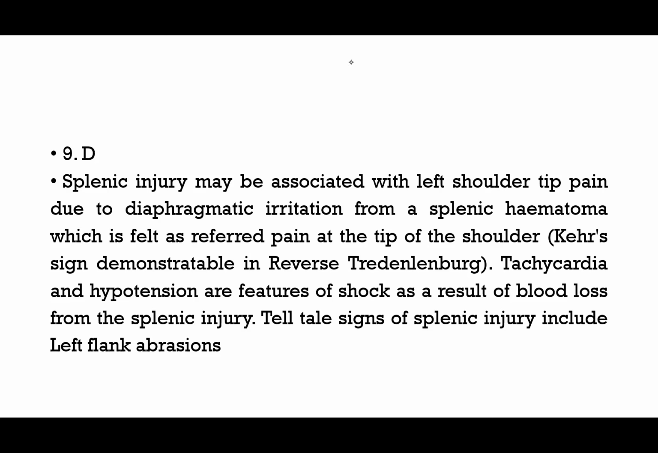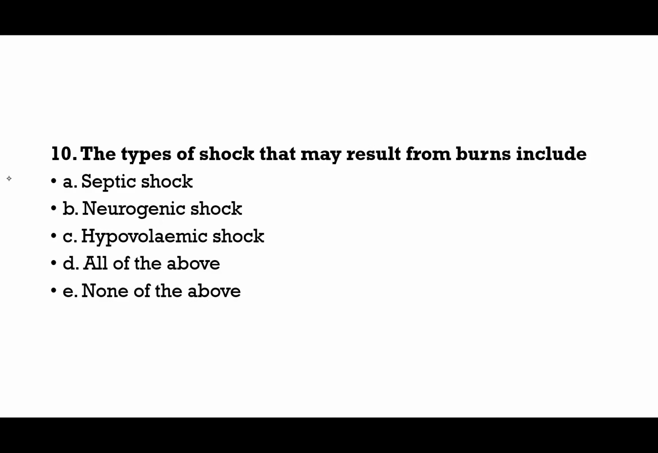Now, tachycardia and hypotension are features of shock as a result of blood loss from splenic injury. Okay, telltale signs of splenic injury include left flank abrasion. Sometimes you might have even fracture of the left lower ribs because the spleen runs along the 9th to 11th ribs on the axis of the 10th rib. So if you have associated fracture of these lower ribs of the left side, it's also a telltale sign of splenic injury.